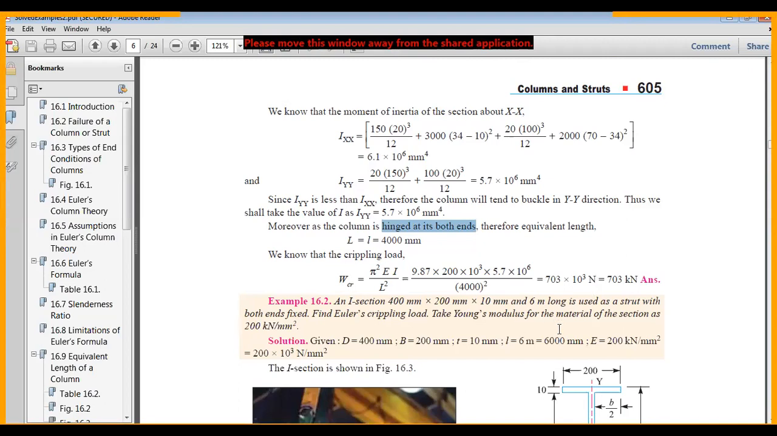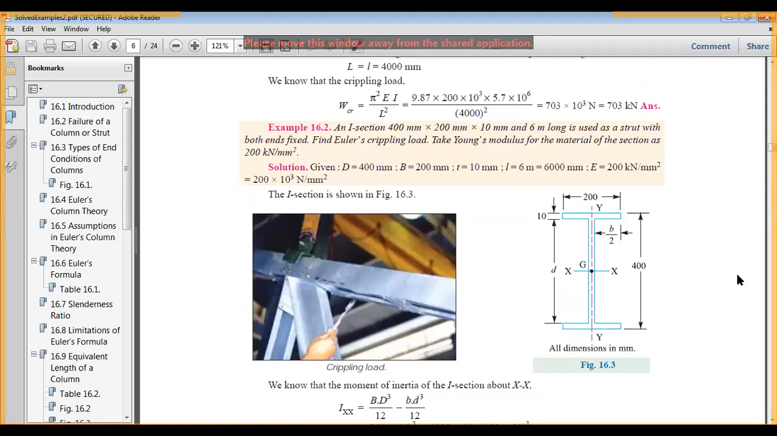Another example is there. We can calculate a very simple example, and this way you will have to practice. You have to practice on different examples so that you are acquainted and you get to know how the crippling load is calculated.